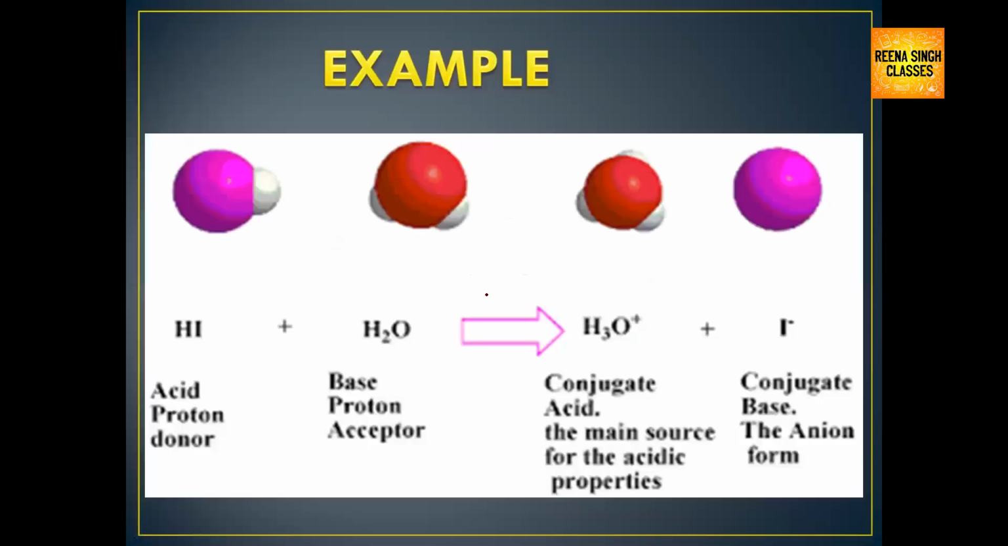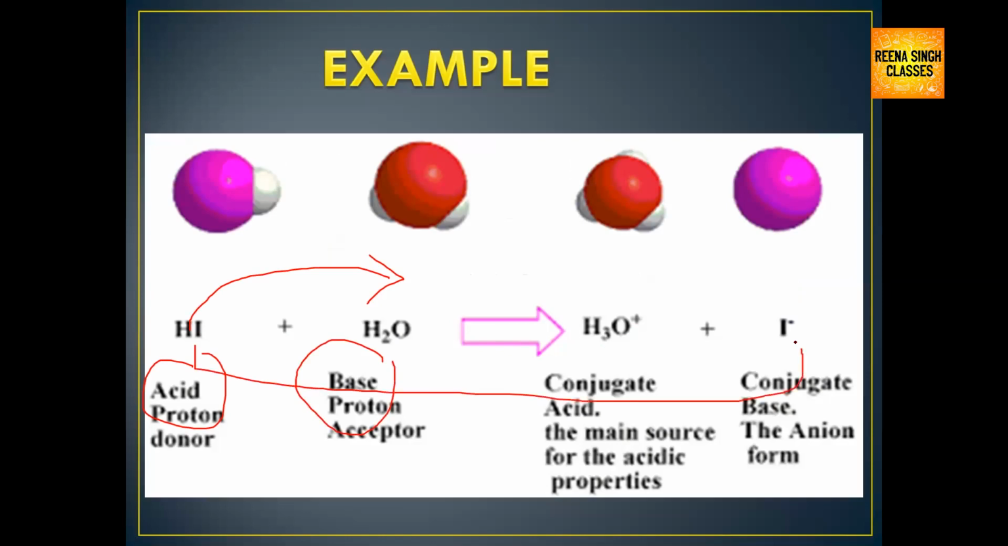Another example, HI plus water gives rise to H3O+ and iodide. So in this case, HI is donating a proton to H2O. So it behaves as an acid and H2O behaves as a base. Now what is the remaining part of HI? It is I-, which is the conjugate base of the acid HI.